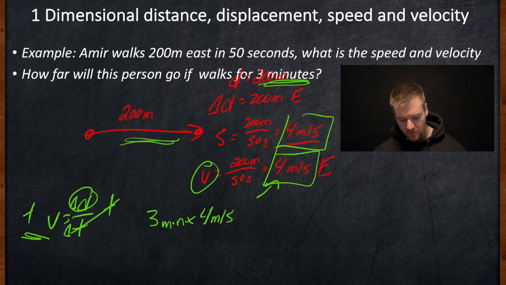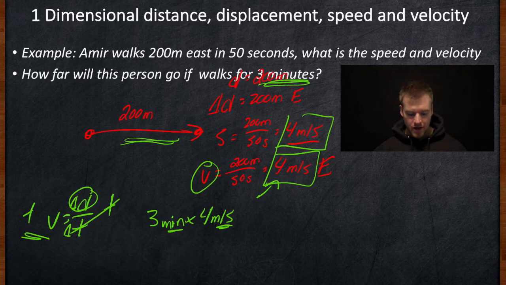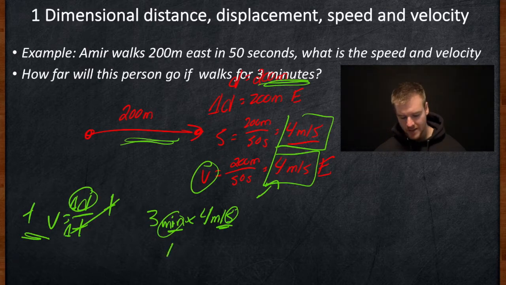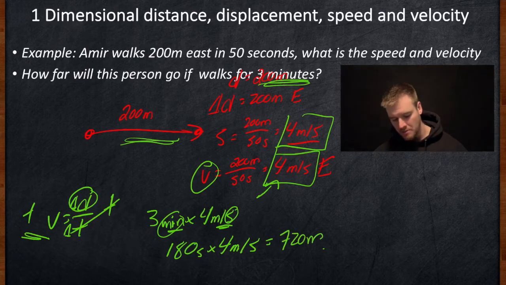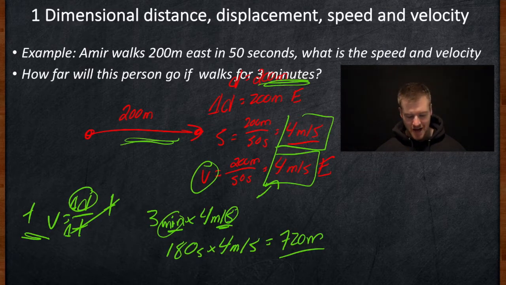But we notice here that we have two different units. We have minutes and meters per second. If we want our answer in meters, we're going to need our time to be in seconds as well. So I'm going to change this into seconds by multiplying by 60 and go 180 seconds times 4 meters per second. And I'm going to get an answer of 720 meters. Okay, so actually pretty far, a long way that he's going to go in that amount of time.